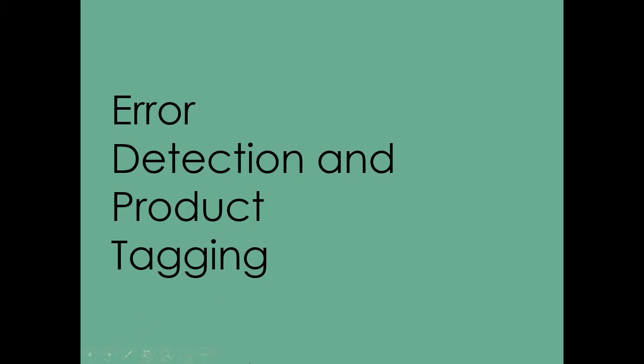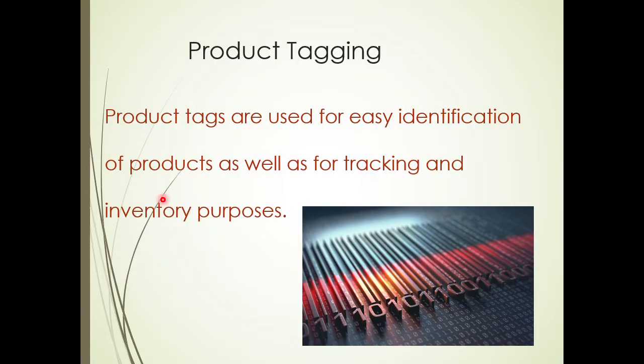Okay, good day everyone. This is going to be the last topic for coding theory, and in this video we discuss the application of error detection and error correction in product tagging. Product tags are used for easy identification of products as well as for tracking and inventory purposes. Each time you buy a product in the grocery or supermarket or department store, you see some barcodes. And underneath the barcodes are some numbers.